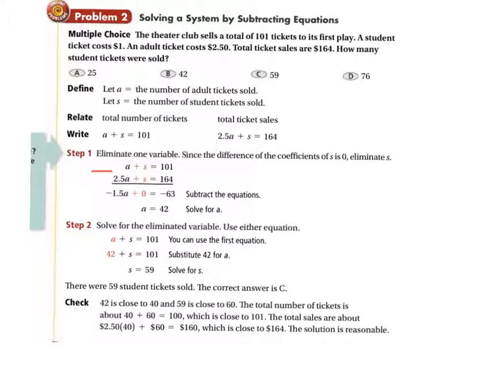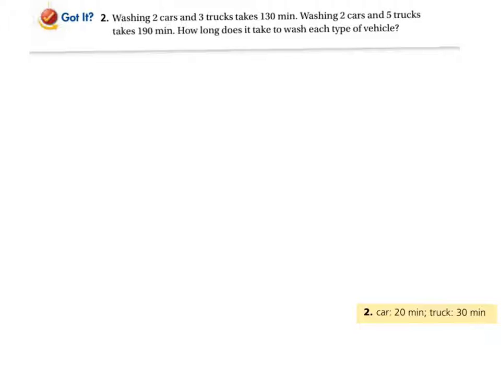Then, again, pick either one, plug in the 42, and we find that S is 59. So student 59 tickets, adults 42 tickets, and don't forget to label that. Alrighty, so here we've got washing 2 cars and 3 trucks takes 130 minutes. Washing 2 cars and 5 trucks takes 190 minutes. How long does it take to wash each type of vehicle?